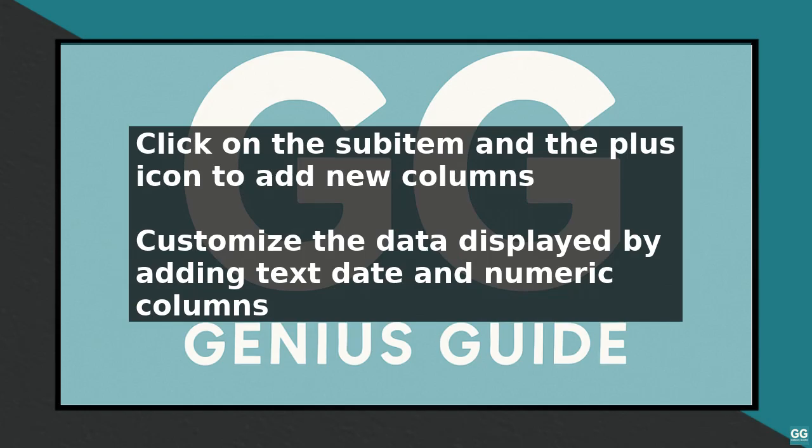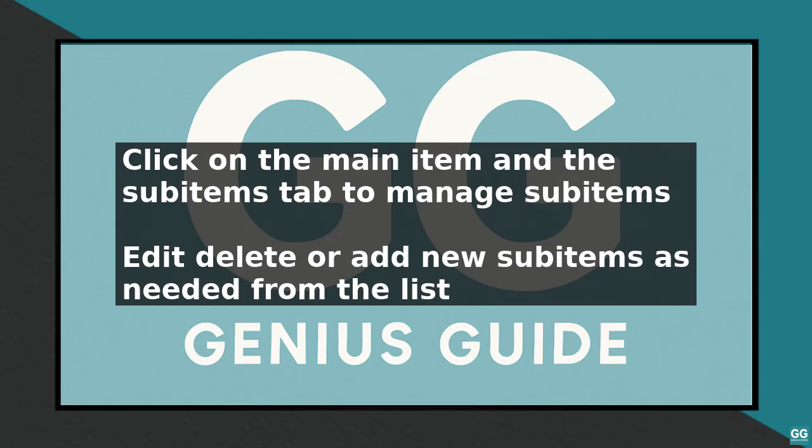You can add as many subitems as you need, and each subitem can have its own set of columns and data. To configure the subitem, click on the subitem and then click on the plus icon next to the column name. This will allow you to add new columns to the subitem and customize the data that is displayed. You can add a variety of column types including text, date, and numeric columns.